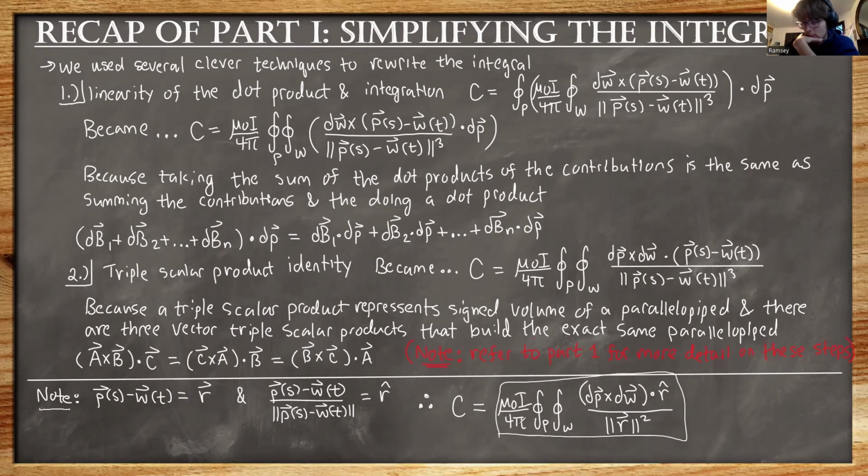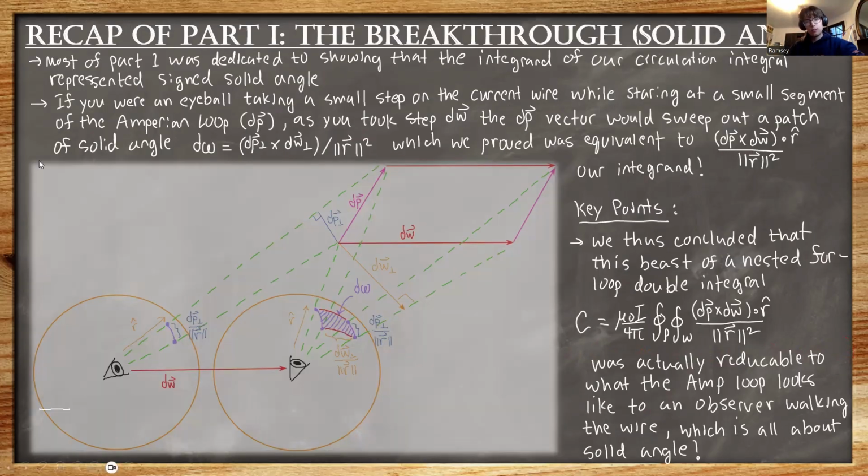We could write it as mu naught I divided by 4 pi, closed loop integral of the path, closed loop integral of the wire, dp cross dw dot r hat divided by magnitude of r squared. That looks a little better. Looks a little better, still seems impossible. We had one more breakthrough to really get out of the way. And that breakthrough was solid angle.